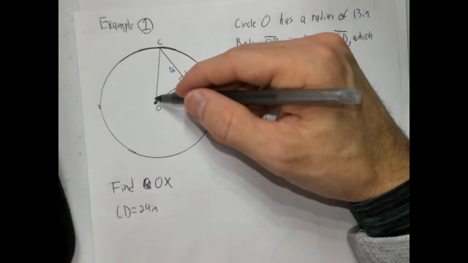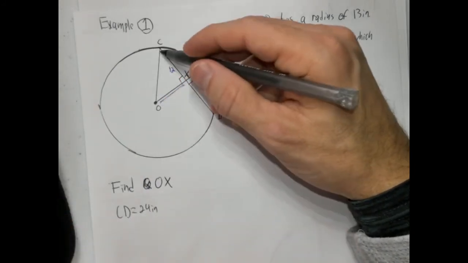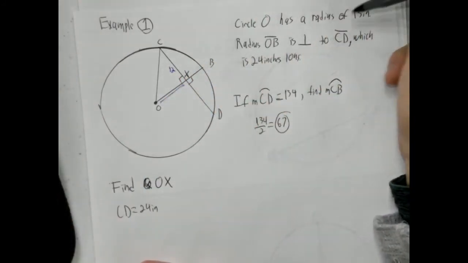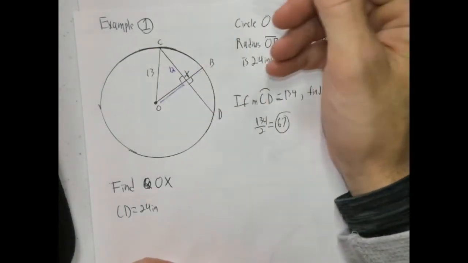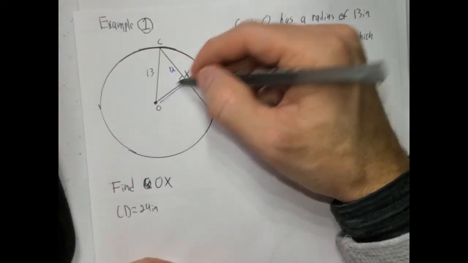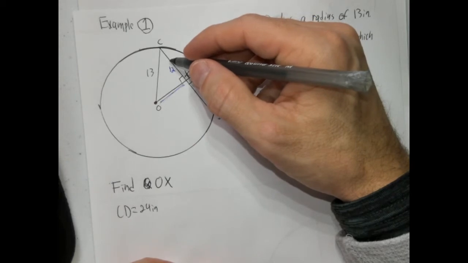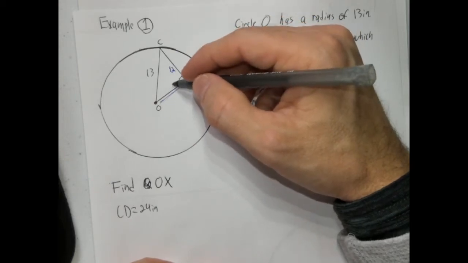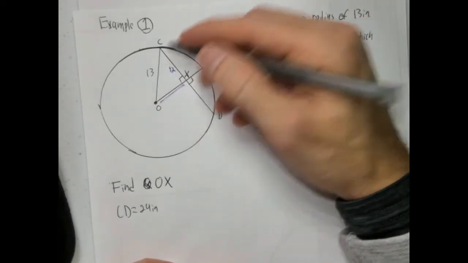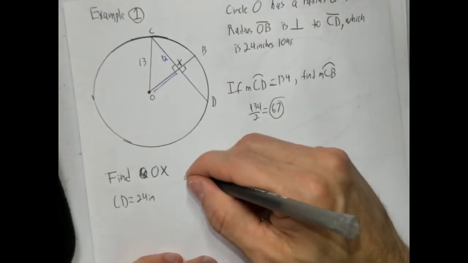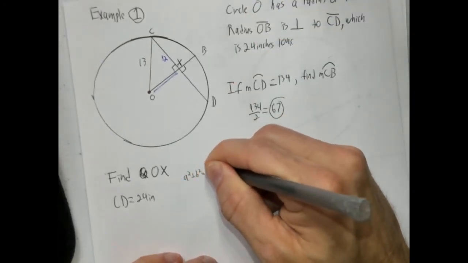And we know this would be the radius because it's the distance from the center to the circle itself. So we know the radius again is 13. Okay, so we have 2 sides of a right triangle. All right, that means we can find the third side by using the Pythagorean theorem. This is our hypotenuse. So we're going to say a squared plus b squared equals c squared.